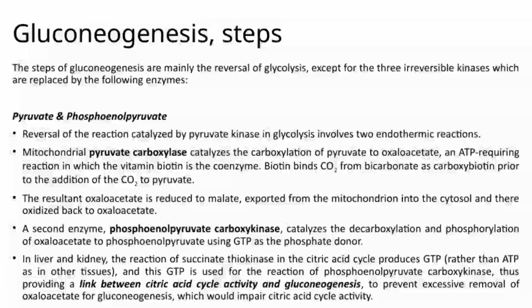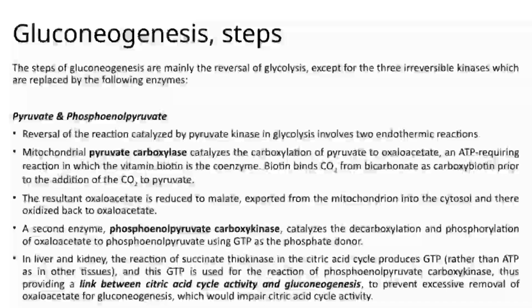First, mitochondrial pyruvate carboxylase catalyzes the conversion of pyruvate into oxaloacetate. This reaction requires ATP and involves biotin as a coenzyme. Biotin's role is fascinating because it binds CO2 from bicarbonate forming carboxybiotin, which then transfers the CO2 to pyruvate, creating oxaloacetate. Now, oxaloacetate can't directly cross the mitochondrial membrane, so it gets reduced to malate, which is exported into the cytosol. Once in the cytosol, malate is oxidized back to oxaloacetate.